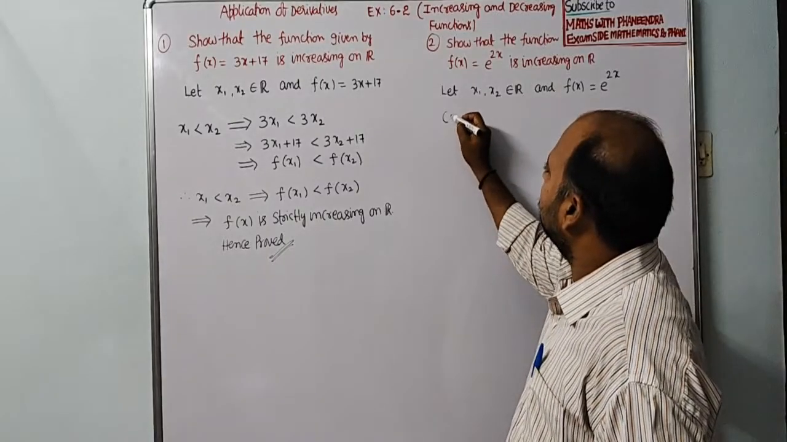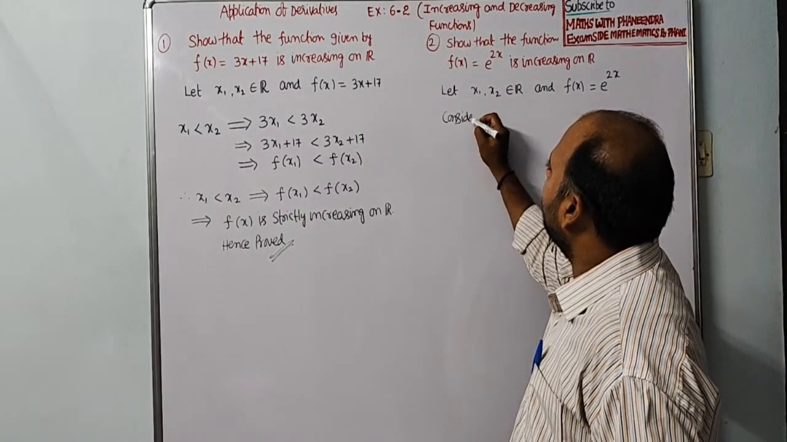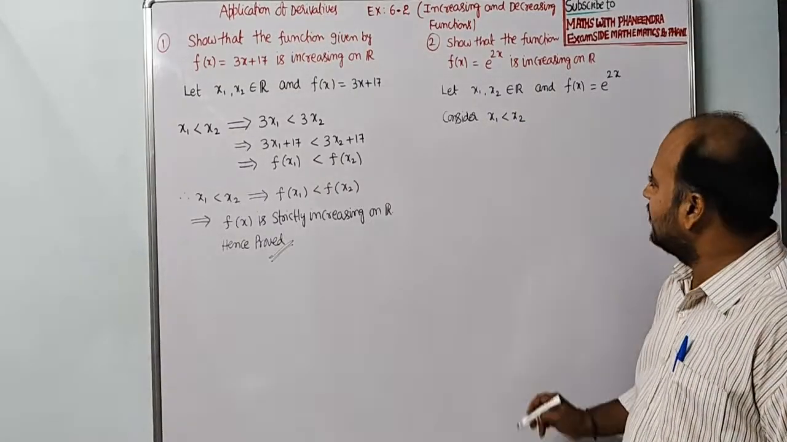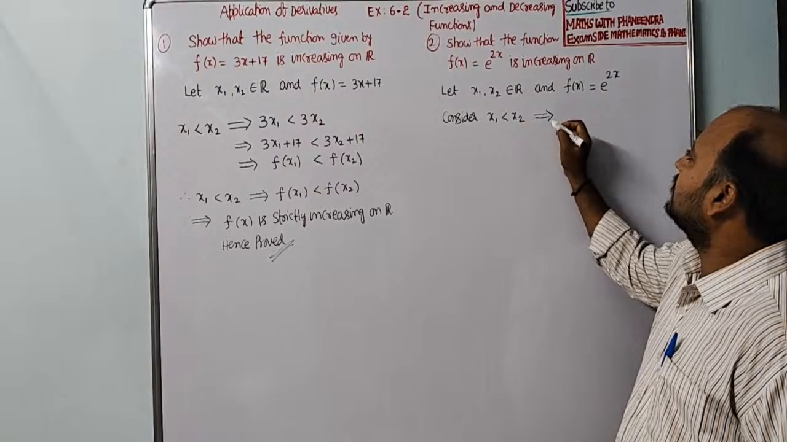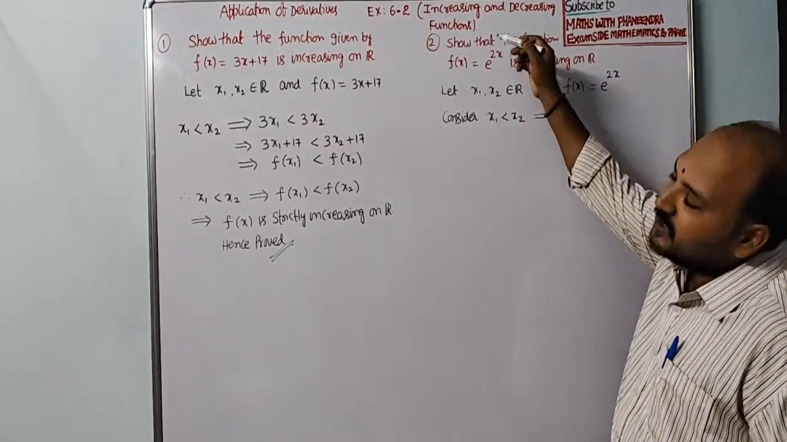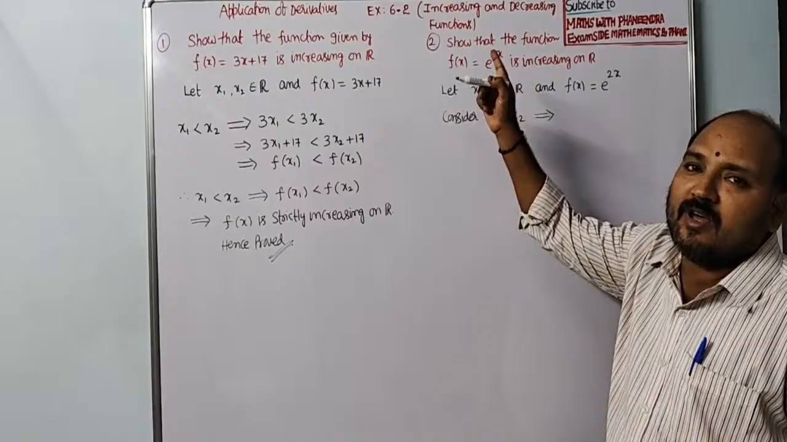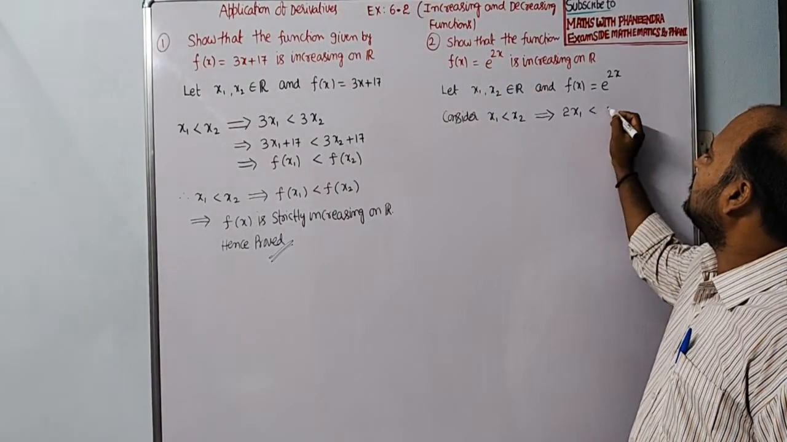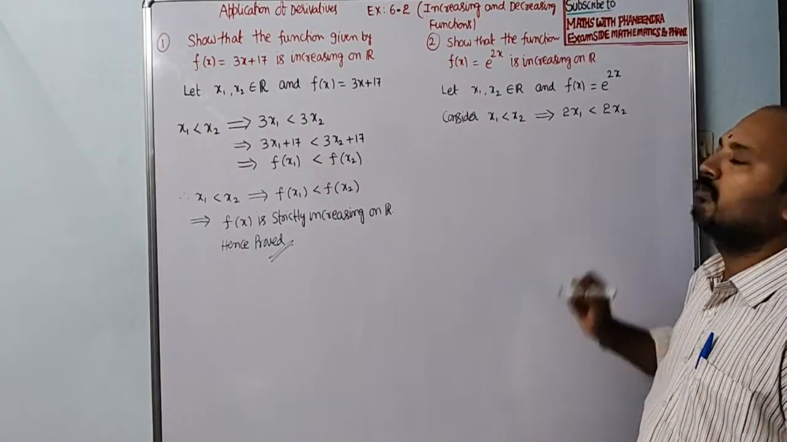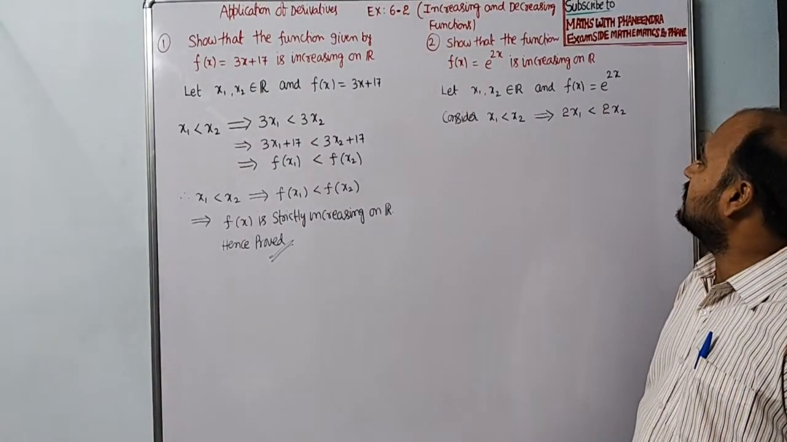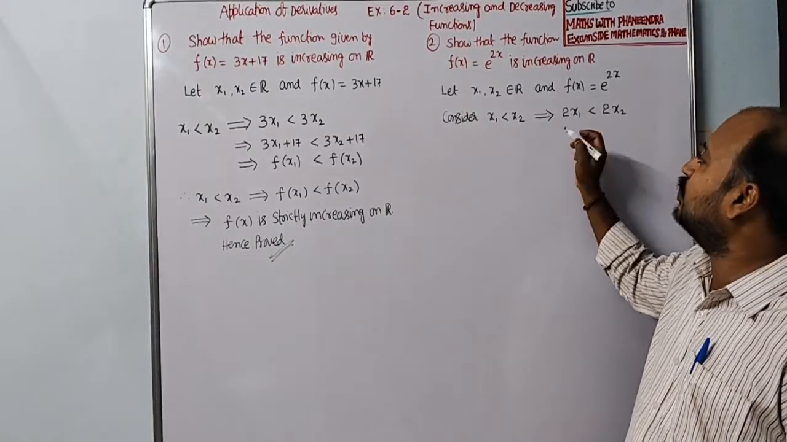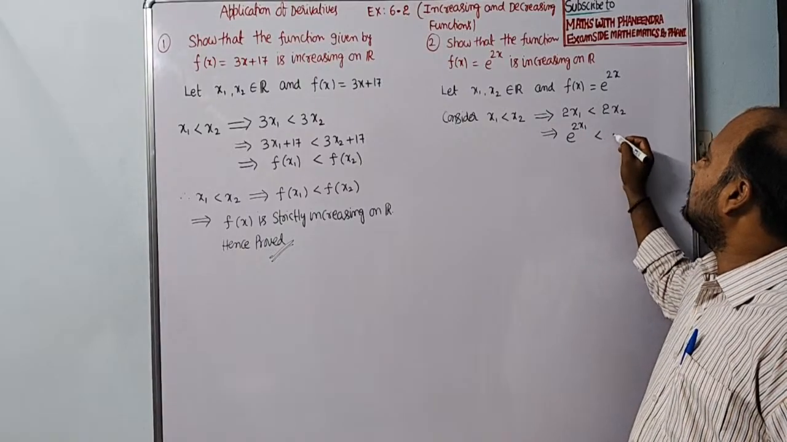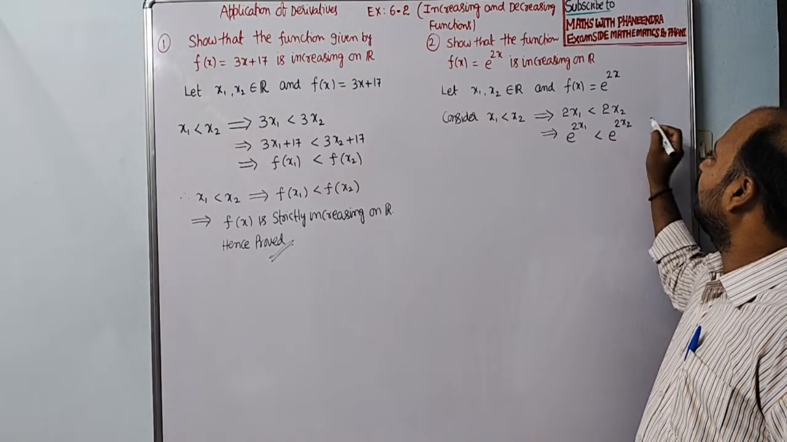Now consider x1 is less than x2. That implies, here the x coefficient is 2, of course it is in the power, but whose multiplier is 2. So 2x1 is less than 2x2. We can take the power: e power 2x1 is less than e power 2x2.